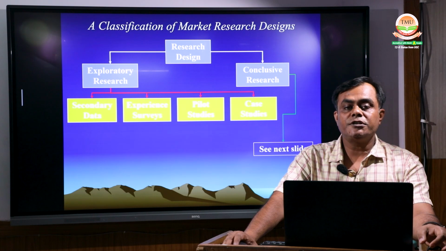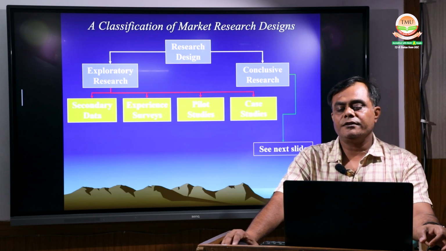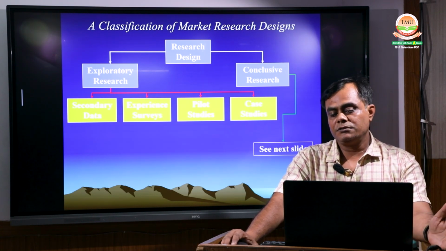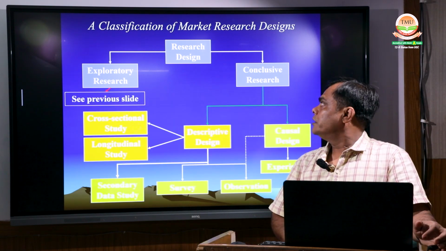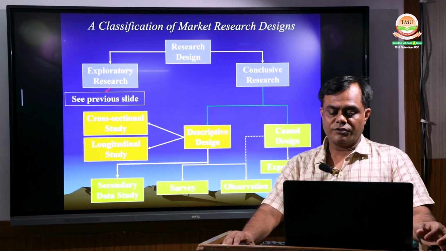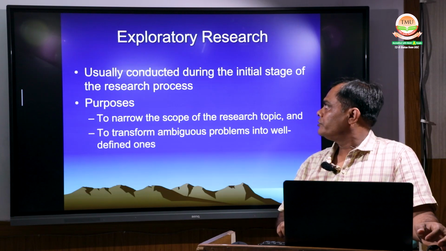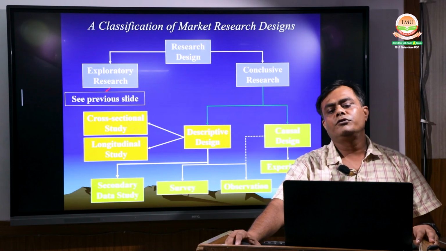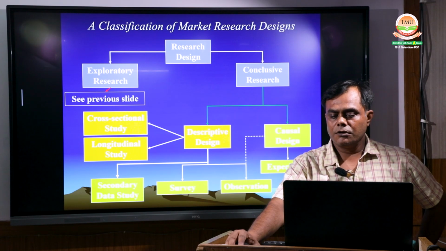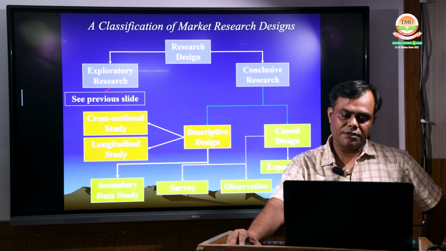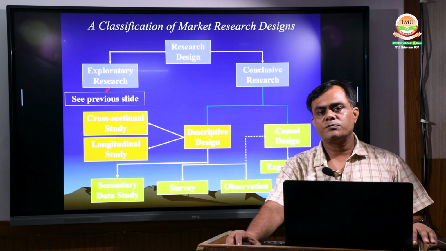In exploratory research, we go through secondary data, the experience survey, the pilot survey or the case study. In conclusive research, there are the descriptive design, the causal design or the experimental design. So we first go through the exploratory.